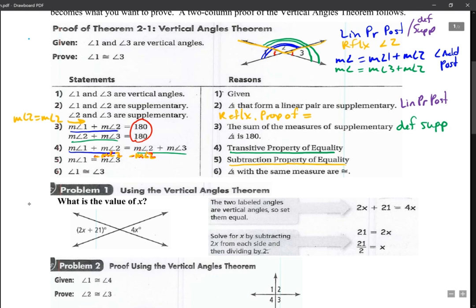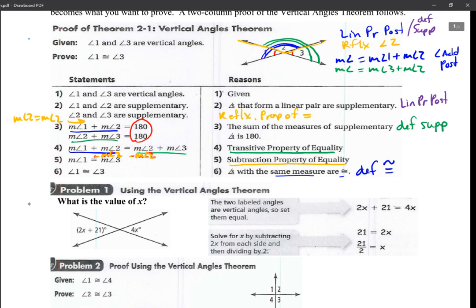And what are we left with when we cancel out angle 2? That the measure of angle 1 equals the measure of angle 3. And what do we know about angles with equal measure? Well, we know that they are congruent. Angles with the same measure, right, are congruent. You could just write this as definition of congruence.